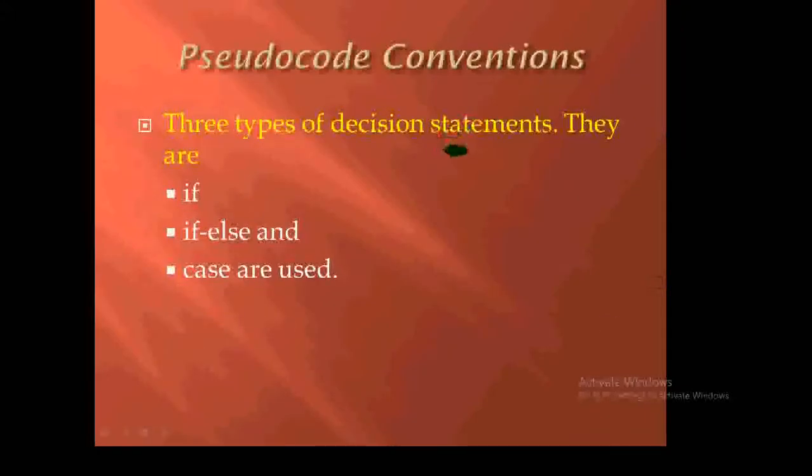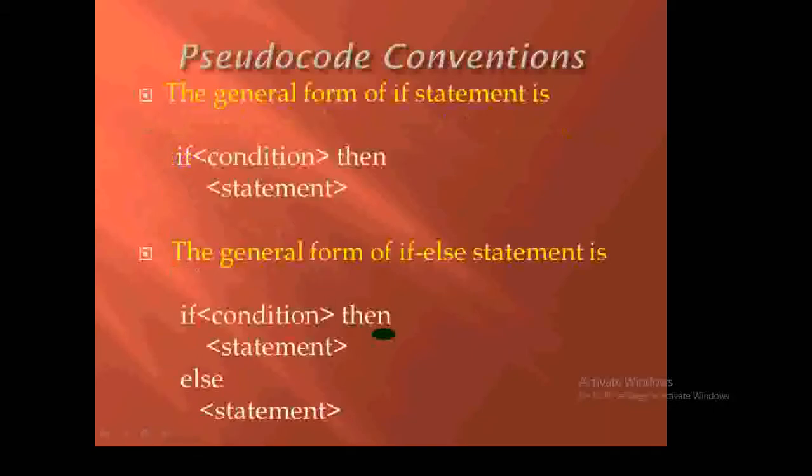Here in an algorithm, you can use three types of decision statements. They are if, else and case. The case statement is similar to a switch statement in your programming languages. The general form of the if statement is: if, you have to write the condition, then we write the set of statements which are to be executed when this condition is true.